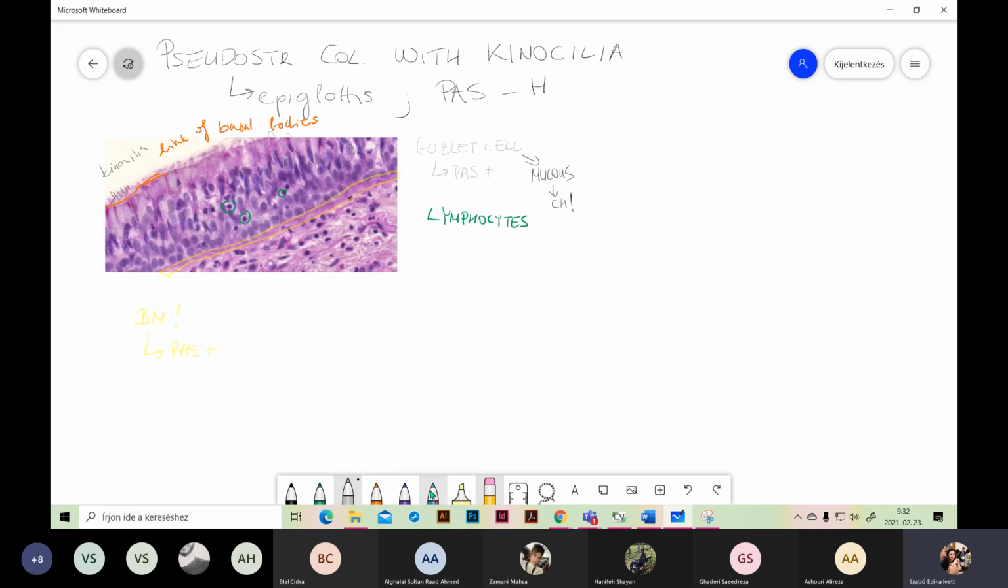And the last extra cell that you should recognize here, in one row around this cell, these are the reserve cells. I think we mentioned all of the extra cells that you have to recognize in this epithelium.